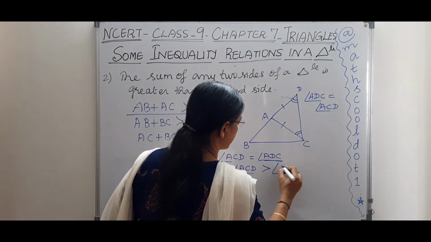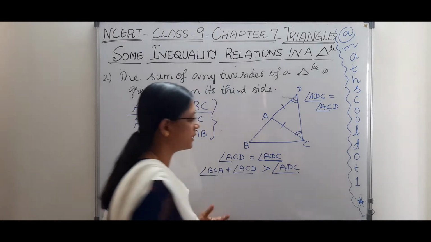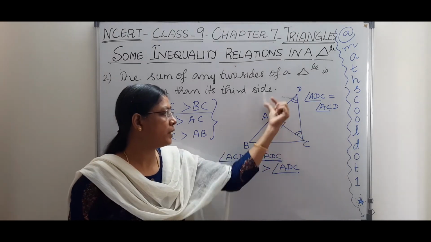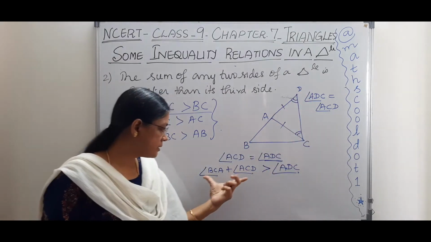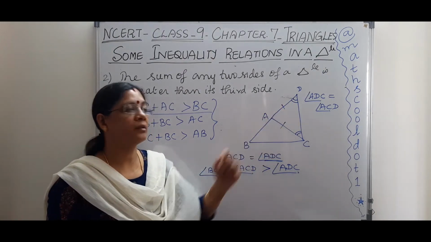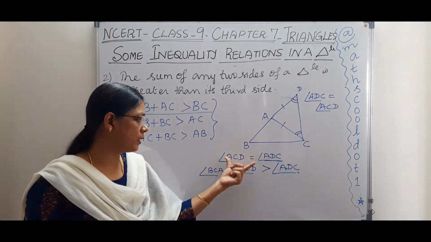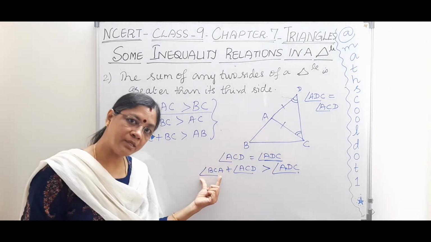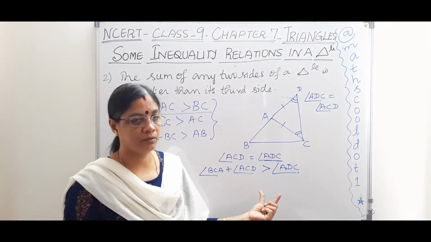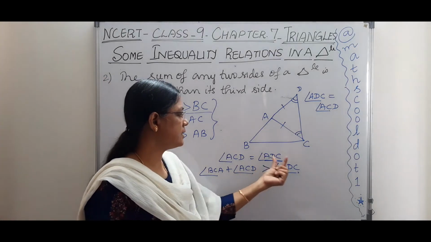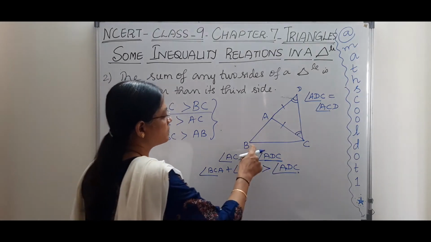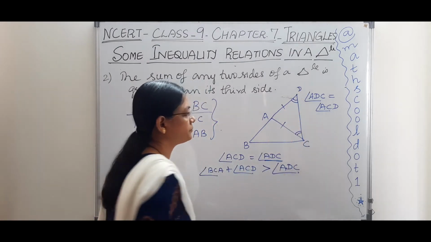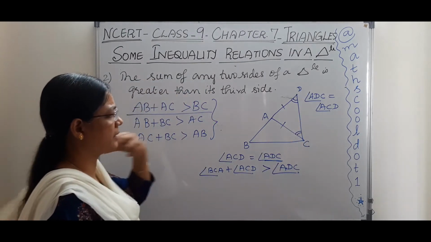So now the equality relation becomes an inequality relation. Do you understand? When I add BCA to ACD, this sum becomes greater than ADC. Earlier, when it was just ACD, they were equal. Now I add BCA to it, and it becomes greater. Do you understand? So BCA plus ACD is greater than ADC.